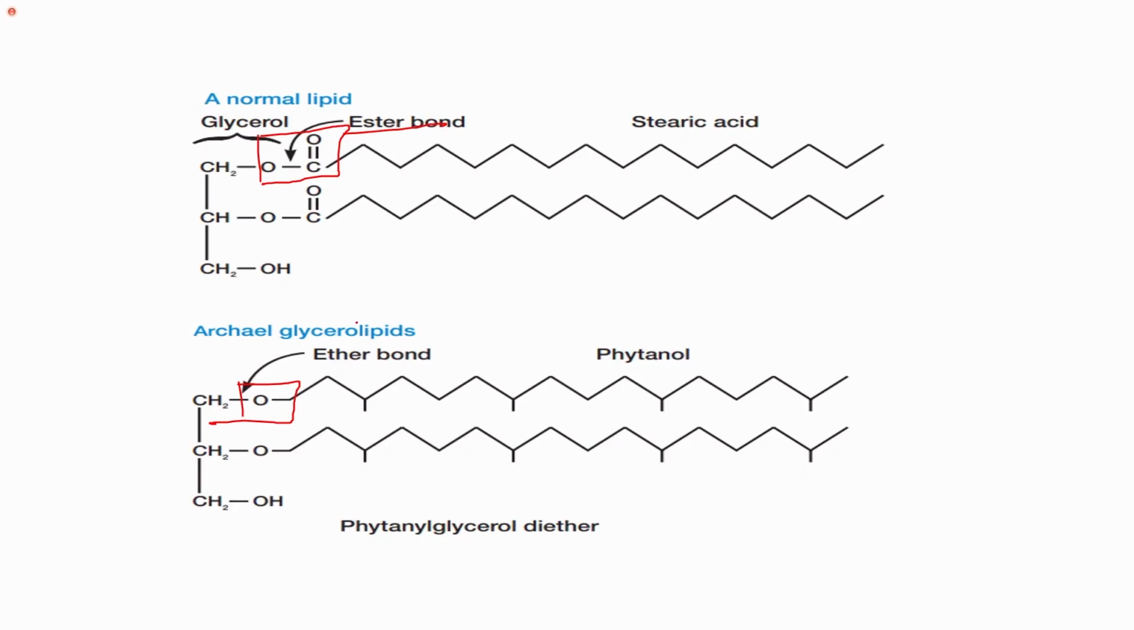So in archaeal lipids, glycerolipids, we have ether bonds. This ether bond provides more flexibility and more resistance to harsh environmental conditions like high temperature, salinity, pH, etc. So it is really important that the lipids of the archaebacteria contain the ether bond. This is a major distinction between the archaeal lipids and the normal bacterial lipids: they have ether bonds while normal bacteria have ester bonds, right?